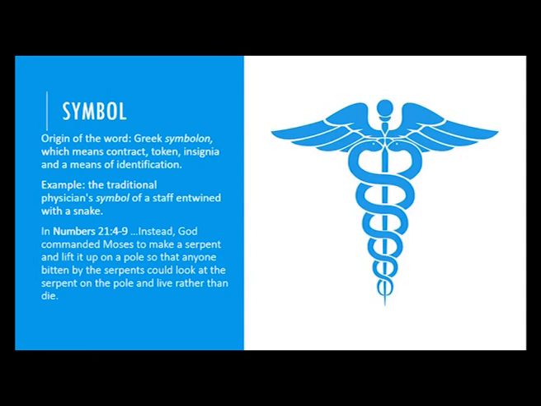On the right of the slide, you've got the example of the traditional physician symbol of a staff intertwined by a snake. That actually comes from the book of Numbers in the Old Testament, where there's this terrible situation where serpents are invading the camp and people are dying. So God commanded Moses to make a serpent and lift it up on a pole so that anyone bitten by the serpents could look at it and live rather than die. This symbol has been used for a very long time, and it indicates that the person who has that symbol is somebody who will save lives.